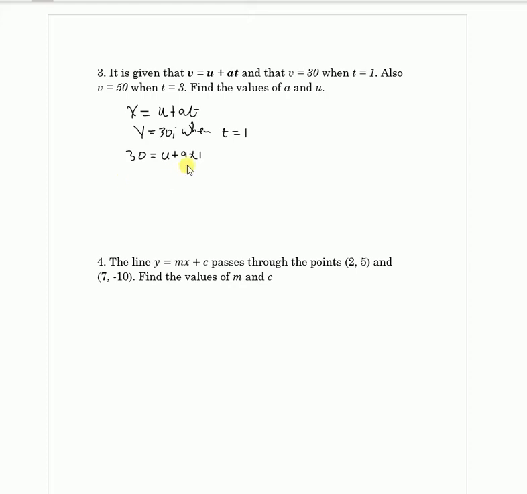Let us turn the equation around. We have u plus, what is a times 1? It is a. It is equal to 30. Call that equation number 1.